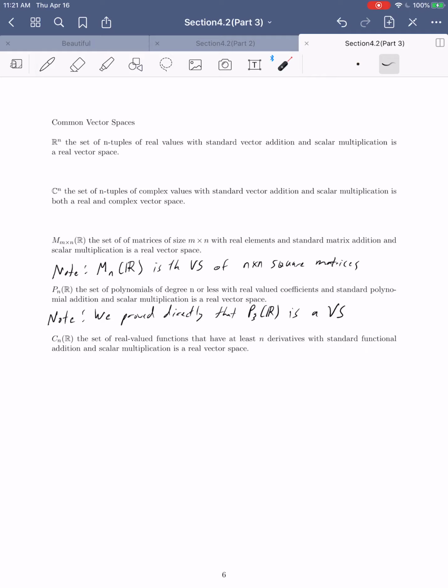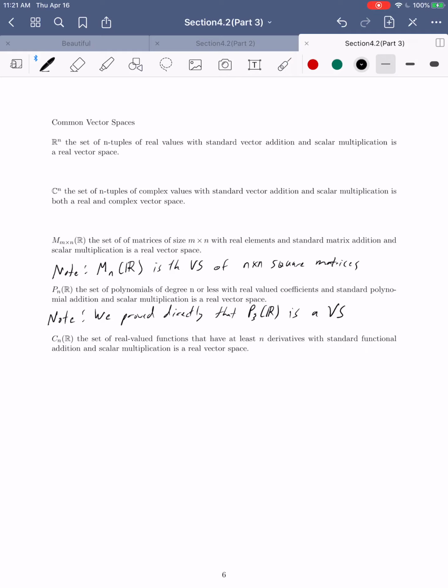but in general, all of our work that we did in that proof would have held for any degree as long as it's degree n or less. So we now have this general class of vector spaces, the polynomial spaces. Finally, similar to that is this one called Cn of R, which is the set of real valued functions that have at least n derivatives with standard functional addition and standard scalar multiplication. It is also a real vector space.